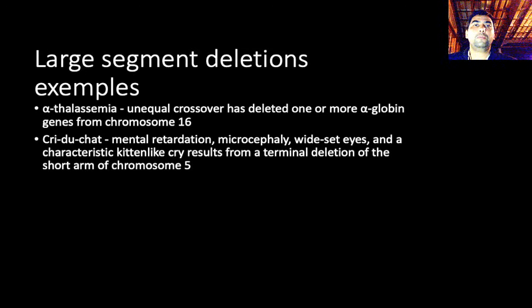The resultant chromosomes are mosaics of maternal and paternal alleles. Examples of large segment deletion include alpha-thalassemia and cri-du-chat. In alpha-thalassemia, unequal crossovers have deleted one or more alpha-globin genes from chromosome 16. Cri-du-chat results in mental retardation, microcephaly, wide-set eyes, and a characteristic kitten-like cry, and results from a terminal deletion of the short arm of chromosome 5.